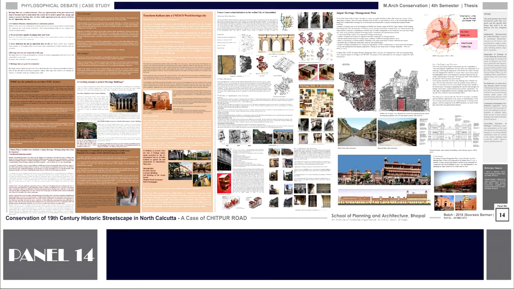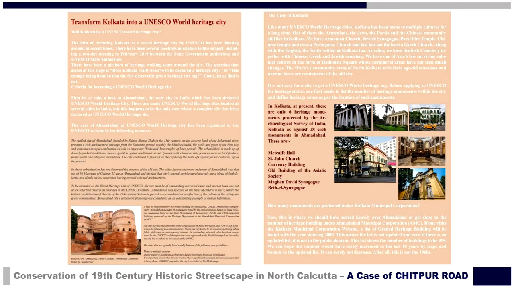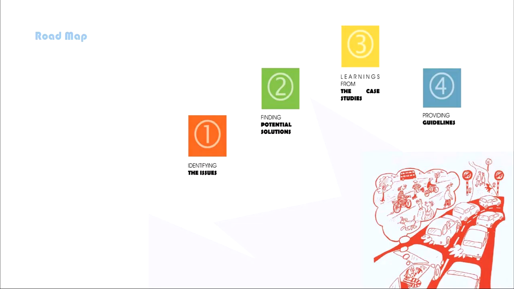Panel 14: case studies on urban conservation initiatives in the World Heritage City of Ahmedabad and the Jaipur Heritage Management Plan. Philosophical debate on what needs to be protected as heritage and why. Is grading enough to protect heritage buildings? The idea of transforming Kolkata Chitpur Road into a world heritage road, starting with the thesis proposal to identify the issue, finding the potential solutions, learning from the case studies and finally formulating the guidelines.